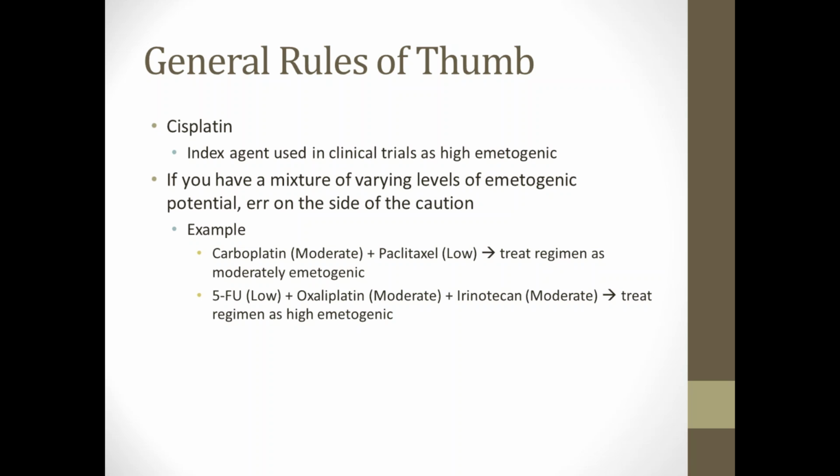The next one I wanted to discuss was the regimen of fluorouracil or 5-FU plus oxaliplatin plus irinotecan. It may be commonly referred to as FOLFIRINOX. Fluorouracil individually is low, oxaliplatin individually is moderate, and irinotecan individually is moderate. The way I usually discuss this is 2 moderates equals a high. So this would be treated as a highly emetogenic chemotherapy regimen. So you'd do automatically a serotonin antagonist, a corticosteroid, and a neurokinin-1 antagonist.